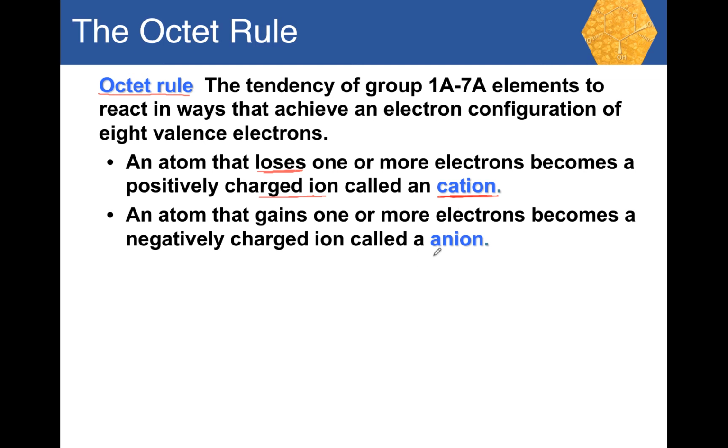Let's look at another concept here, and that is the gain of electrons. If you take an atom on the periodic table and put electrons into it, remember again, electrons are negative, that atom becomes negatively charged, and it's called an anion. So two important terms here. A cation is a positively charged species, and an anion is a negatively charged species. That's the definition.